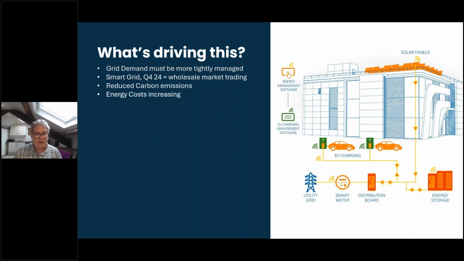Obviously, reduce carbon emissions. We know about energy costs. We're all painfully aware of those. Growth in EV charging, which is driving a lot of disruption into site infrastructure.